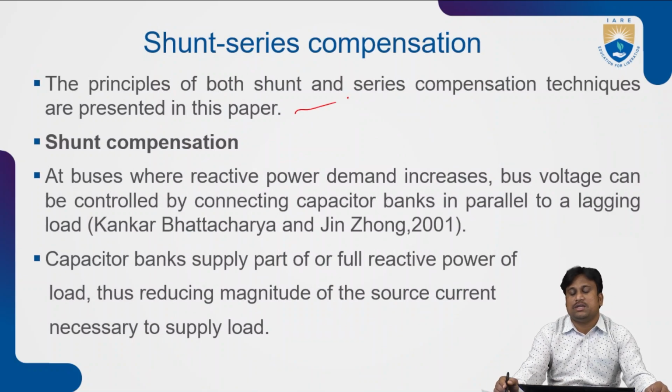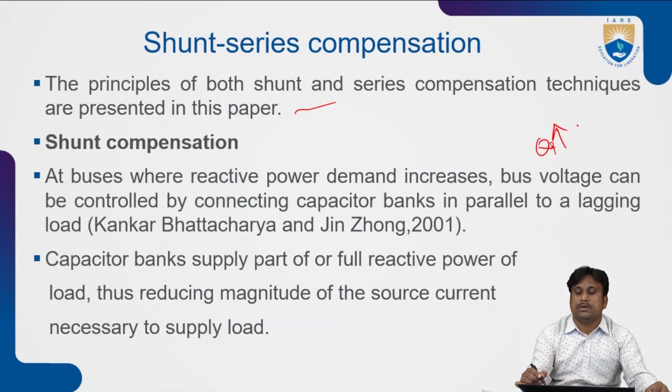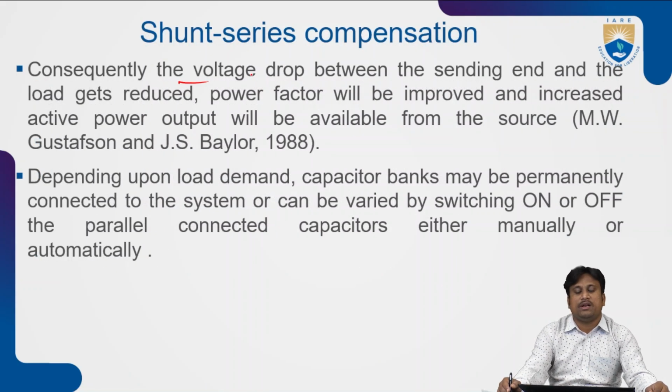So here the principles of both shunt and series compensation techniques are represented. With the shunt compensation method, at the buses where reactive power demand increases, bus voltage can be controlled by connecting capacitor banks in parallel to the lagging loads. Because of this, the capacitor bank supplies part of the reactive power of the load, thus reducing the magnitude of the source current necessary to supply the load current. Consequently, the voltage drop between the sending end and the load gets reduced, the power factor is improved, and an increase in active power output, in megawatts, is available from the source. Based on the load demand, capacitor banks may be permanently connected to the system, or they can be varied by switching the parallel connected capacitors on and off, either manually or automatically.